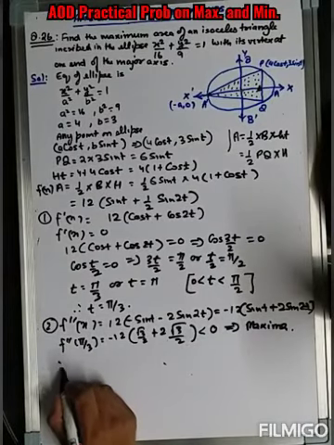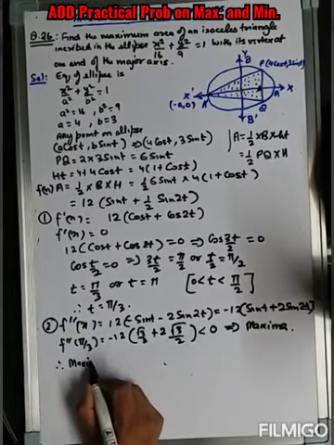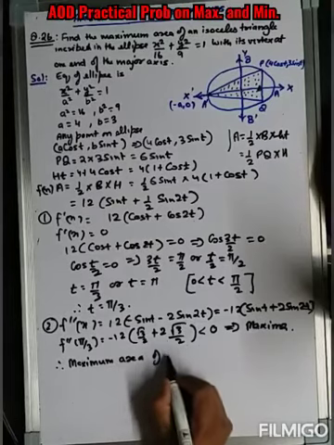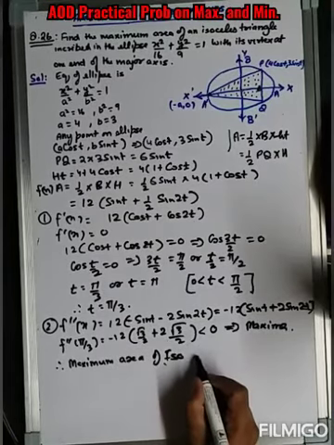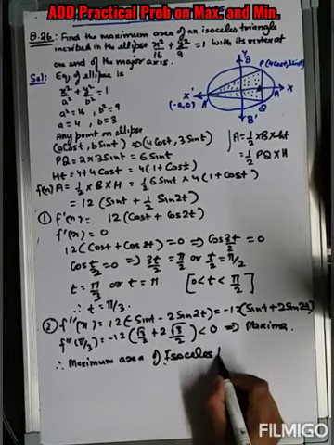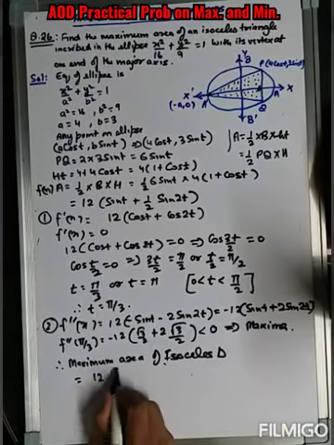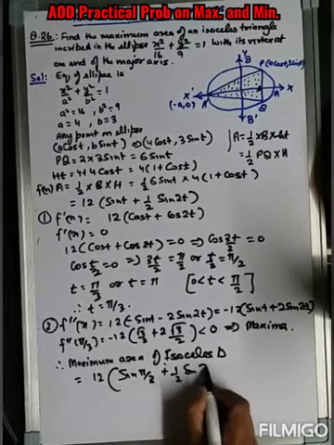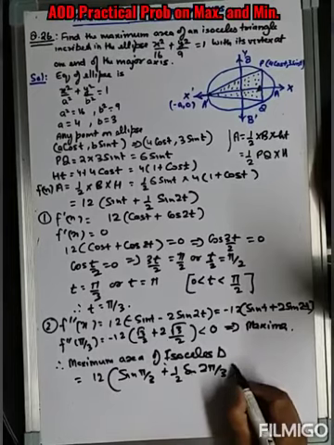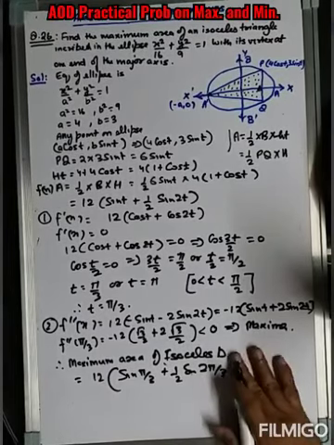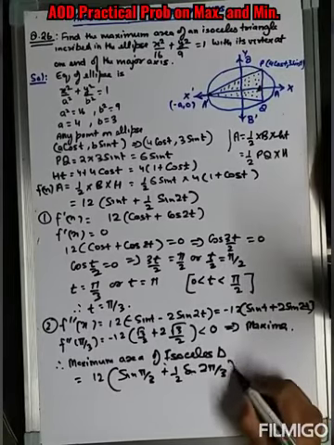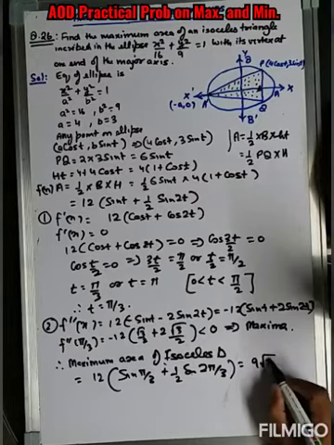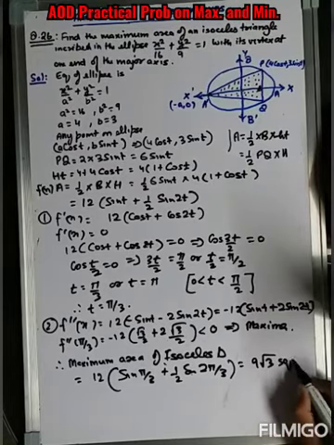Therefore the maximum area of the isosceles triangle will be 12 times sin pi by 3 plus half sin 2 pi by 3. On solving it finally, the final answer is coming root 3 by 2 square unit.